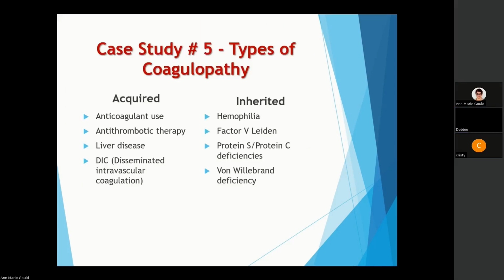Okay. And then these are just the different types of coagulopathy. They could be acquired or inherited. That's where your hemophilia, your factor V Leiden, protein S or C deficiencies. Those are CCs for us as secondaries, and your von Willebrand deficiency.